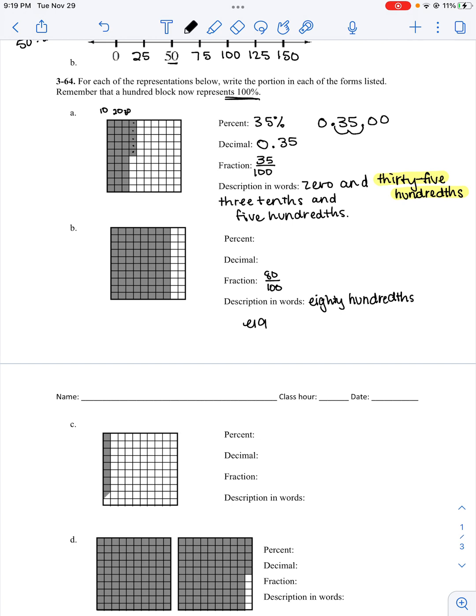I could write 8/10. My decimal, if it's 80 hundredths, is 0, decimal point, and 8. Or if I'm writing 80 hundredths, I could write 0 and 8 tenths and 0 hundredths. My percent, if I'm going from a decimal to a percent, I'm multiplying by 100, so my decimal point moves 2 places, which means that it's 80%.